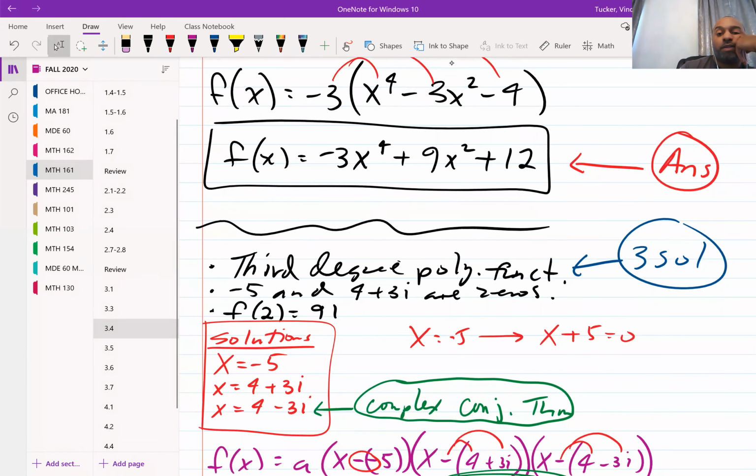All right, so they give us 2, negative 5 and 4 plus 3i. But they assume that you know that since you see 4 plus 3i, that means 4 minus 3i is also a solution. That's that complex conjugate theorem.